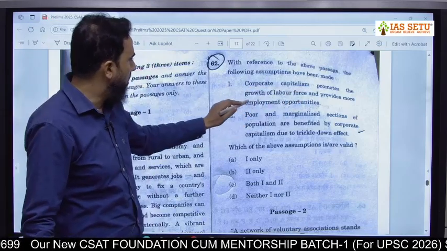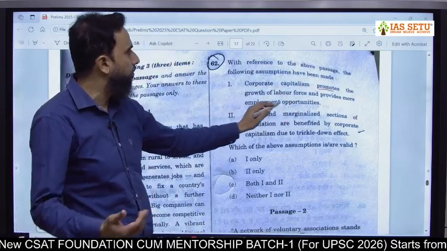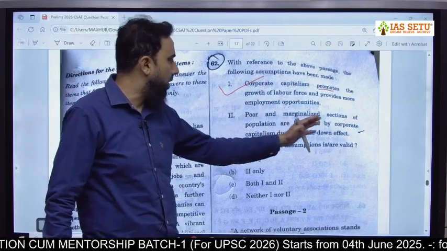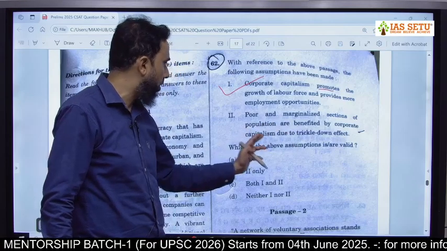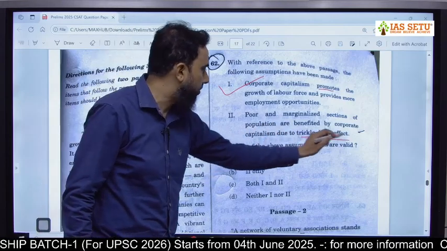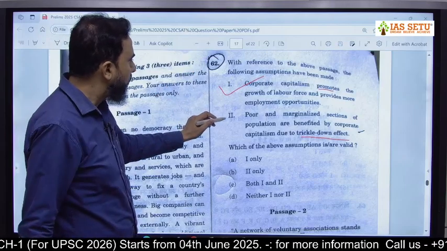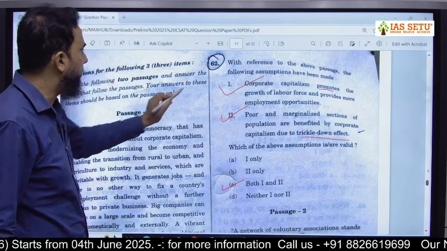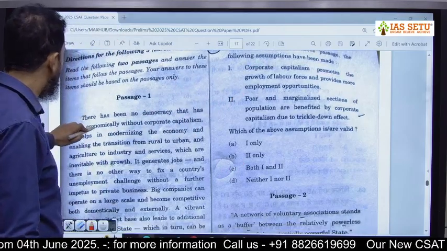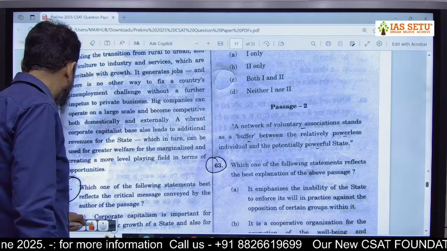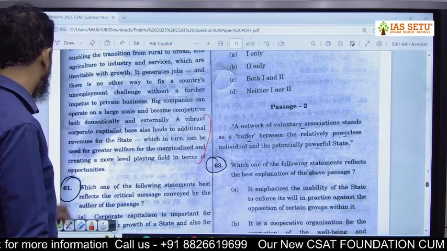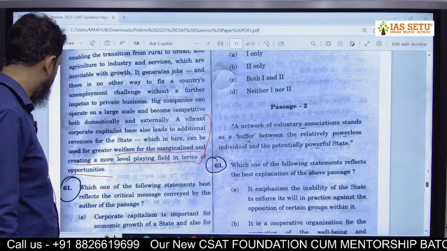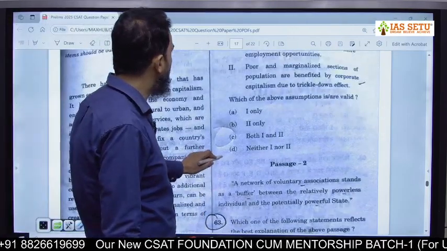Corporate capitalism promotes the growth of labor force and provides more employment opportunities. Given in the last sentence, it directly follows, a very simple assumption. Second, poor and marginalized sections of population are benefited by corporate capitalism due to the trickle down effect. Trickle down effect, it comes down. So again given, and C is the correct option. The data support for first and second is by and large present in the last sentence. The last sentence is the source. It is used for the welfare of the marginalized and creating a more level playing field in terms of opportunities. So it was a very easy assumption question.